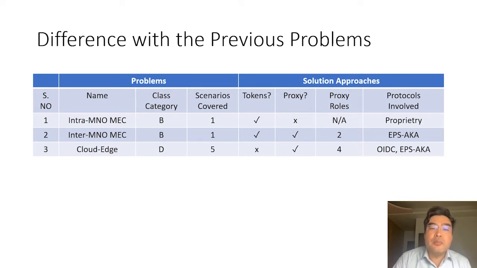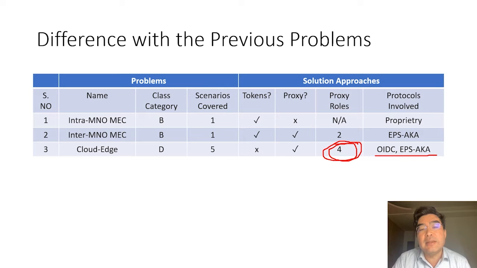And the difference with the previous two problems is that now the proxy roles become 4. The proxy needs to play some roles to pretend to be some entities in order to federate them together. And here the two protocols involved: one is OIDC, one is EPS AKA. As I said, OIDC is for cloud and EPS AKA is for the edge with the 3GPP network.